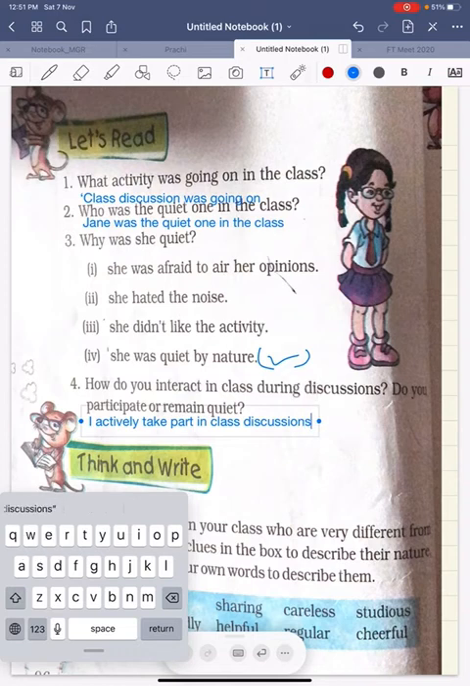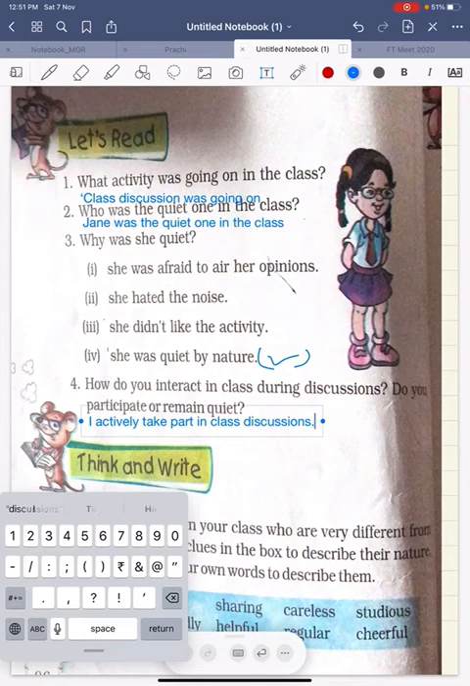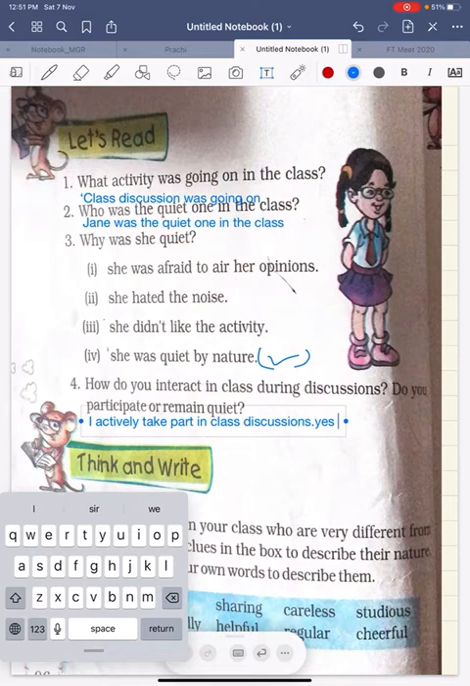And the other answer, do you participate or remain quiet? Yes, I take part in class discussion. Or you can write, I always take part in class discussions.